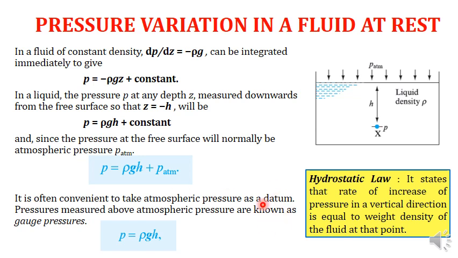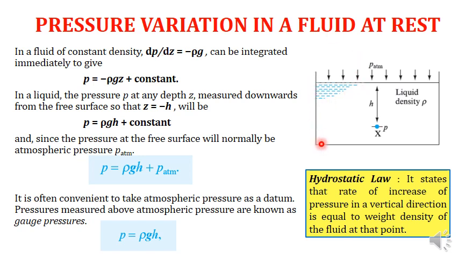So now if we talk about a practical example, we need to consider, first of all, a fluid at rest, and secondly, a fluid of constant density. In this case, gamma can be replaced using the relationship from the previous slide that we discussed. We can replace gamma with rho g, with dp/dz the same value. This can be integrated immediately to give the value of the pressure for the whole fluid.